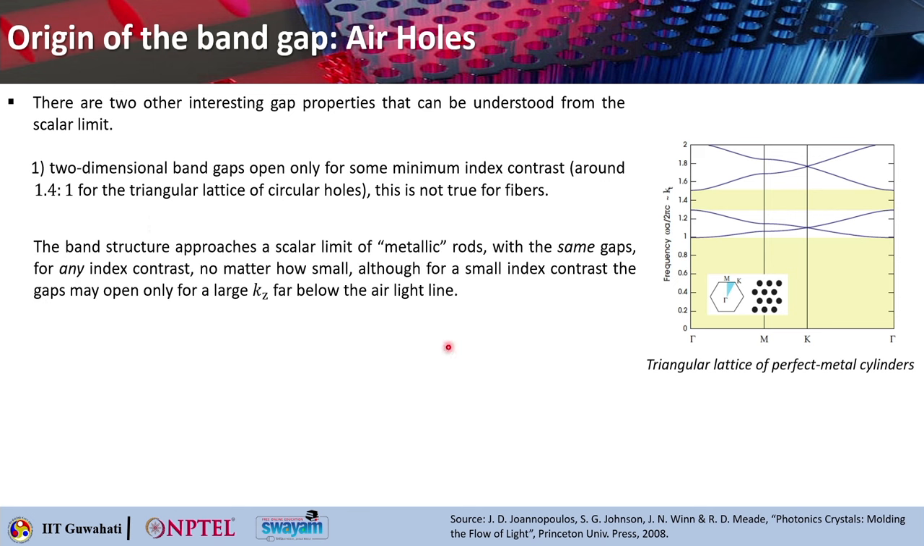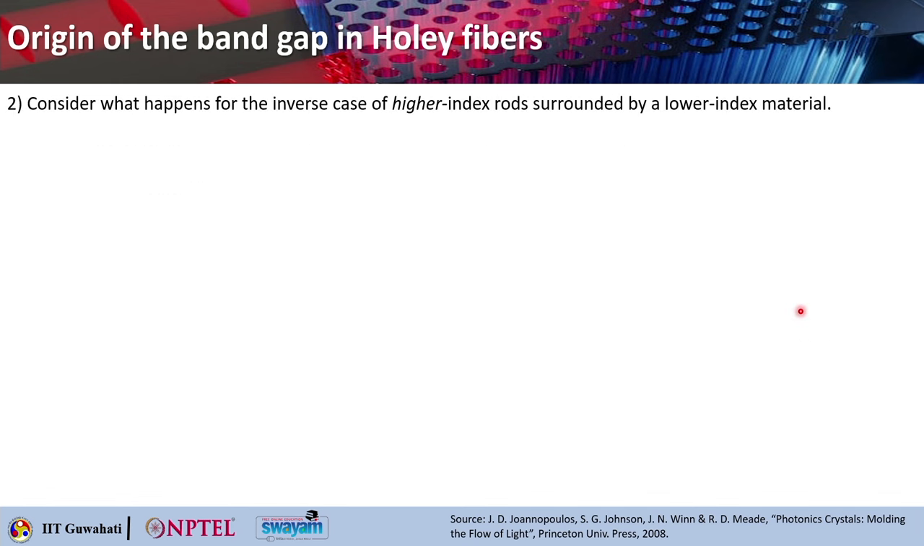And the band structure approaches a scalar limit of the metallic rods with the same gaps, for any index contrast, no matter how small. Although for a small index contrast, a gap may open only for very large kz value, which is far below the air light line. So this is the situation that we can expect at very large kz values. That is why we refer to this limit case all the time.